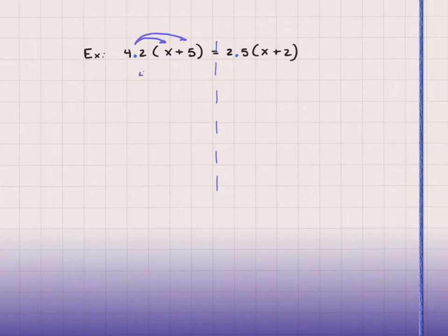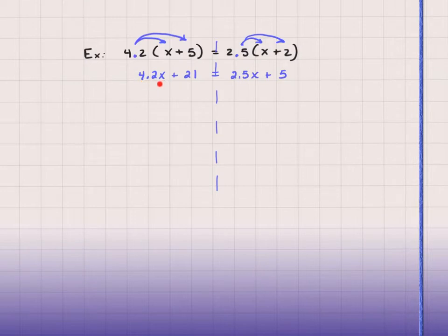So we get 4.2 times x, which you write 4.2x, plus, now you can get out a calculator if you need to, because you have to take 4.2 times 5. I believe that is 21. There's our left-hand side. Right-hand side will distribute there as well. 2.5 times x, and 2.5 times 2, which is 5.